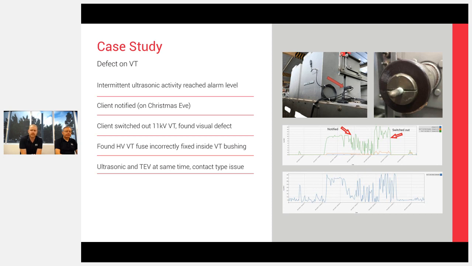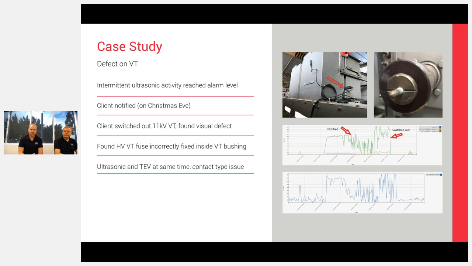So here's another case study. This is a defect at a VT. This is a rackable VT on an 11 kV switchboard. This one occurred on Christmas Eve. We found the PD activity via the monitor on Christmas Eve. Within 2 hours, we'd notified the customer, and within another 2 hours, they had people down there and they'd switched out that VT.